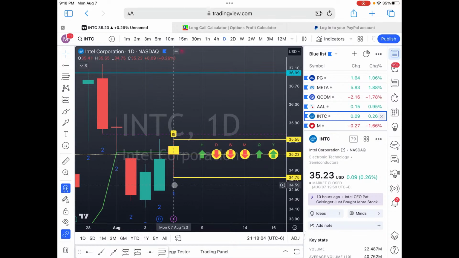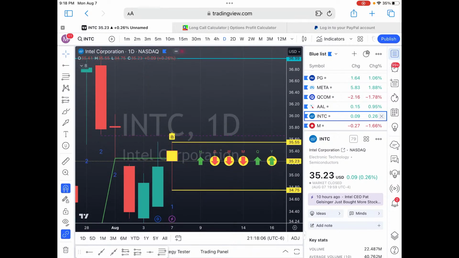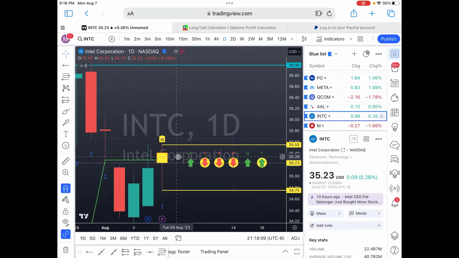INTC, okay, inside bar, and this is a hammer candle, guys. So a hammer candle, if you guys don't know what that is, we have this big body at the top and a long wick to the bottom. That wick needs to be 2 times the size of this body right here.